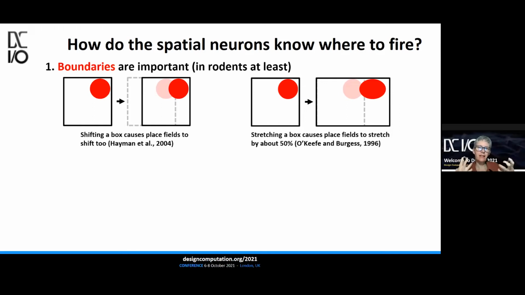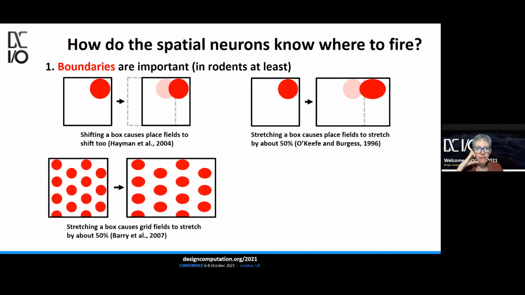So that tells us that the boundaries are really important, but also that different cells are processing different aspects of the boundary. So it's not a really monolithic, inflexible map. It's kind of stretchy in a way.